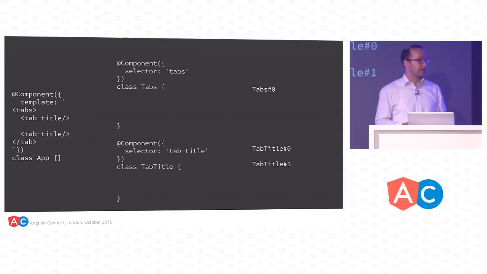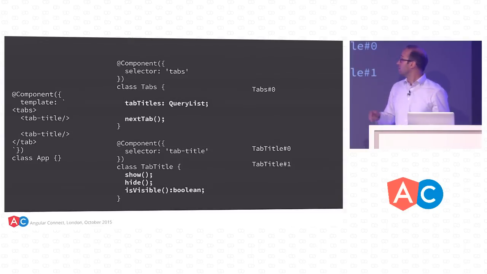Good. So for this next tab, if you think about it, it's a button, so we probably need a method in the tabs component called nextTab that does the trick. What else do we need to implement it? So we probably need a list of tab titles in the tabs component. And let's say the tab title has a show, a hide, and an isVisible method. With this, you could imagine how nextTab works. You go through the array of tab titles, find the one that's visible, hide it, go to the next entry of the tab titles array, and show it. So that's easy. The tricky part is, how can the tabs component get hold of the tab titles?